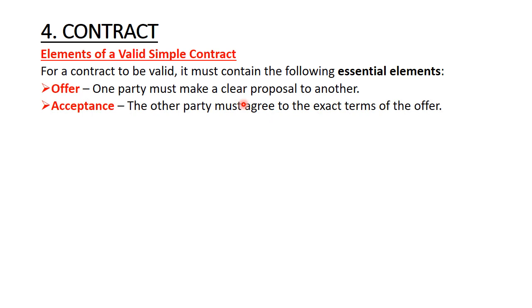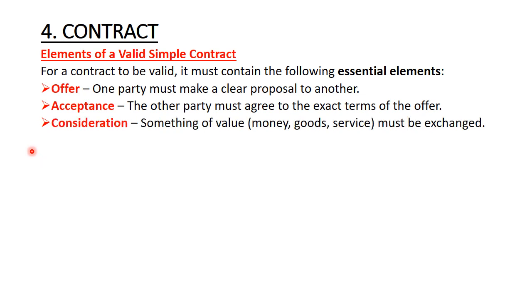Then there should be an acceptance from the other party. The other party must agree to the exact terms of the offer. So party A is going to make a clear proposal to party B, and party B is going to agree to the exact terms of the offer. So the first element of a contract is the offer, the second is the acceptance, and the third is consideration.